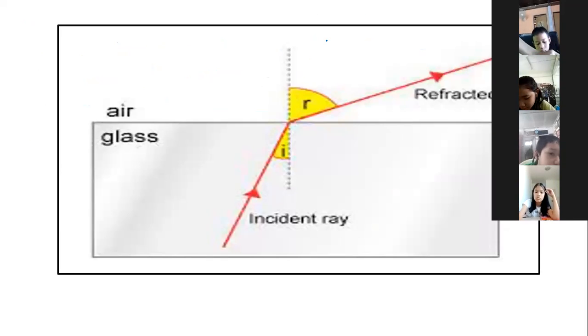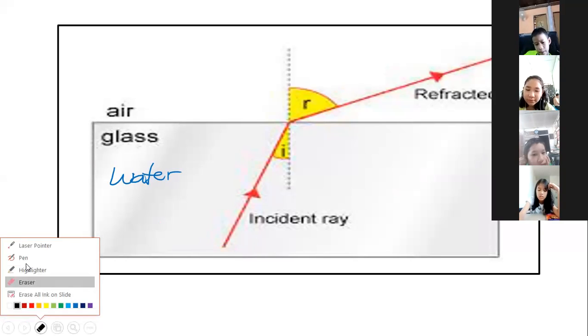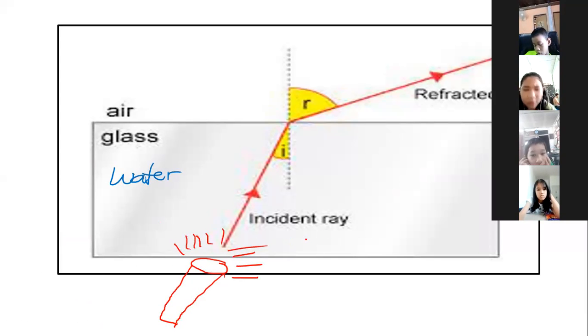Next one. How about if the light source is from here? Tell me why I know that this one is the light source here. Why do I know that the light source comes from the water? Who can tell me why Teacher Juvin knows that this drawing shows the light source comes from the water? Who observes something? I want your idea. I want your understanding.